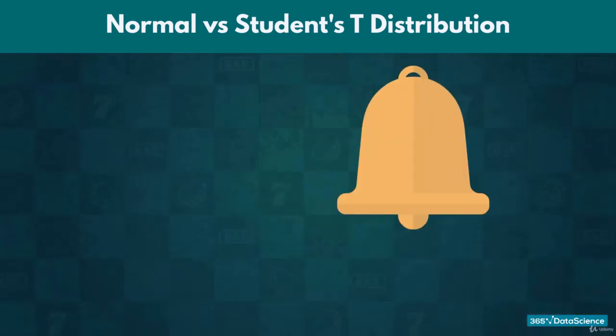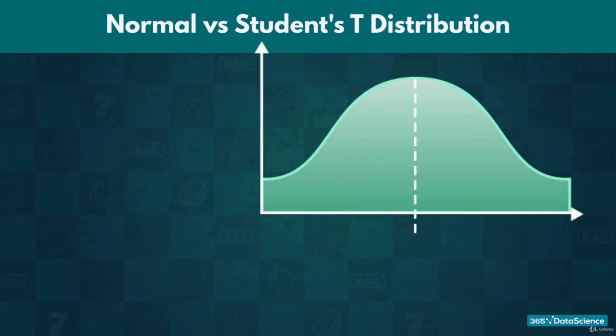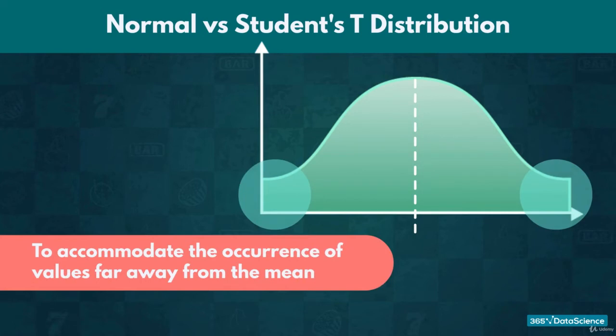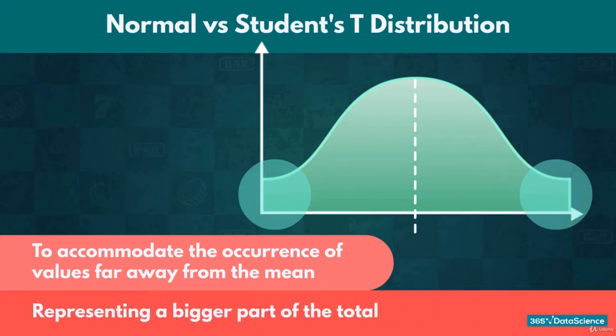Now, the curve of the student's t-distribution is also bell-shaped and symmetric. However, it has fatter tails to accommodate the occurrence of values far away from the mean. That is because if such a value features in our limited data, it would be representing a bigger part of the total.